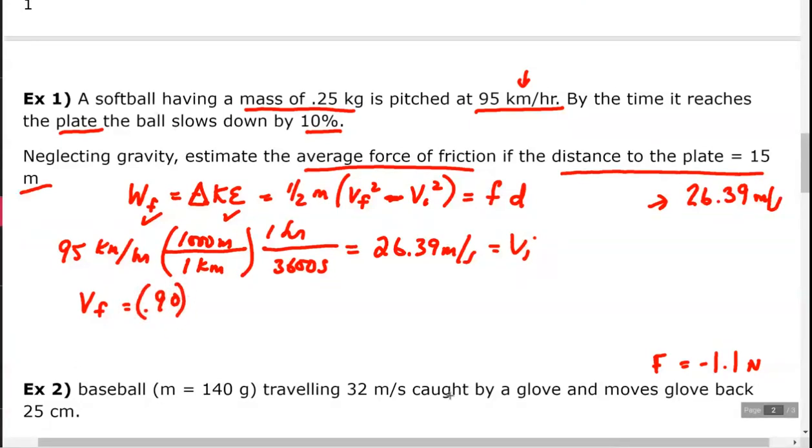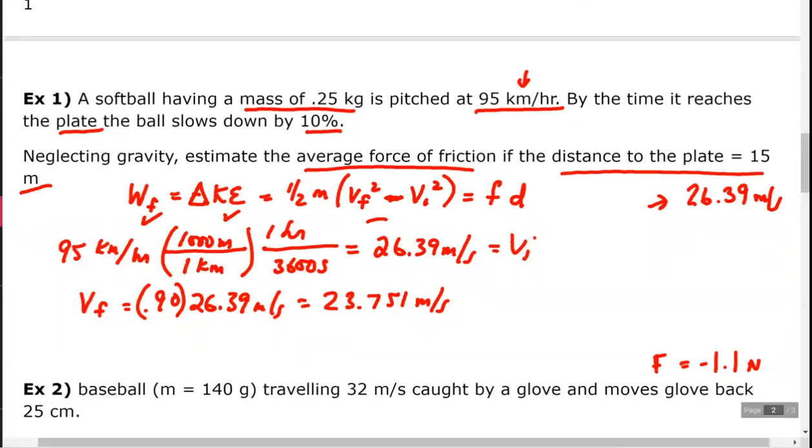So the final velocity is 0.9 times 26.39. Let me get out the calculator. So we do 0.9 times 26.39, and we'll find the final velocity because that's how we're going to be able to get vf squared minus vi squared. 26.39 times 0.9 equals 23.751 meters per second. That is your final velocity.